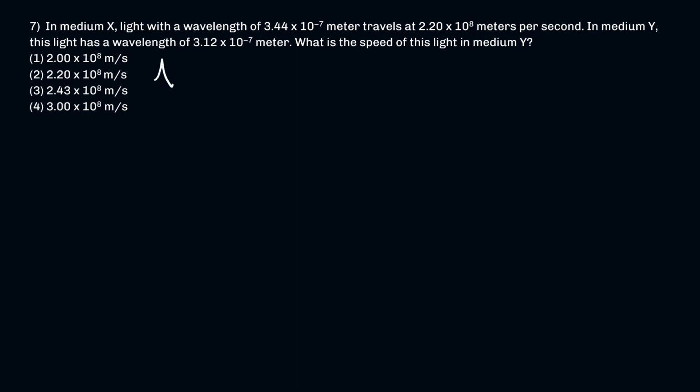So I can put here wavelength equals 3.44 times 10 to the negative 7th meter. It then says that this light is going to travel at 2.2 times 10 to the 8th meters per second. That is going to be my velocity v. So we have here 2.2 times 10 to the 8th meters per second.